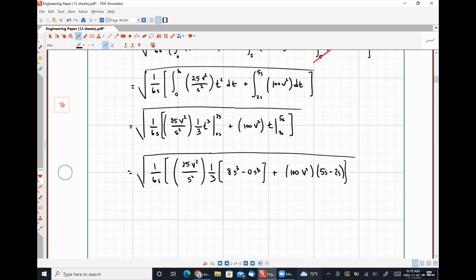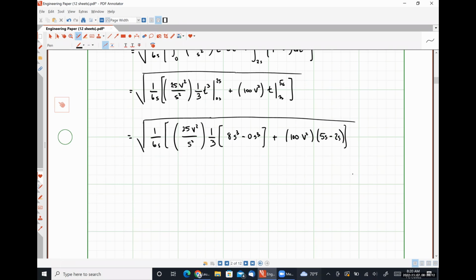So my 25 volts squared per second squared multiplied by something in seconds cubed is going to give me volts squared seconds, right? Same thing on that right-hand bit. I have 100 volts squared times effectively 3 seconds, which is going to give me something measured in volts squared seconds. And then I'm going to multiply that thing by 1/6 seconds, giving me units of just volts squared underneath the square root sign. Okay.